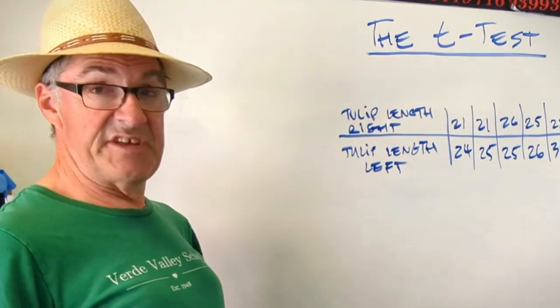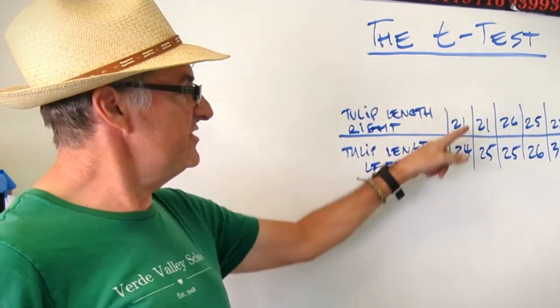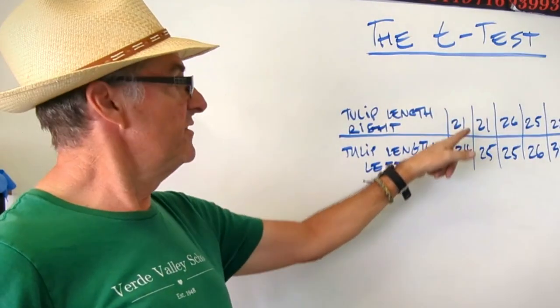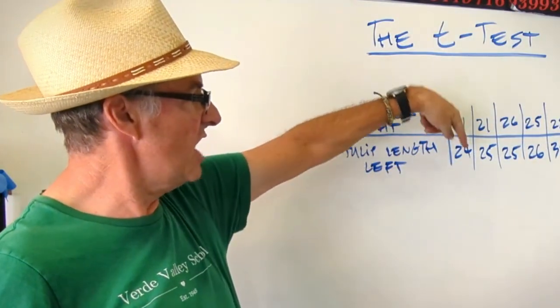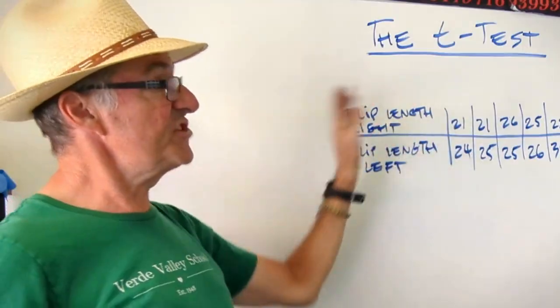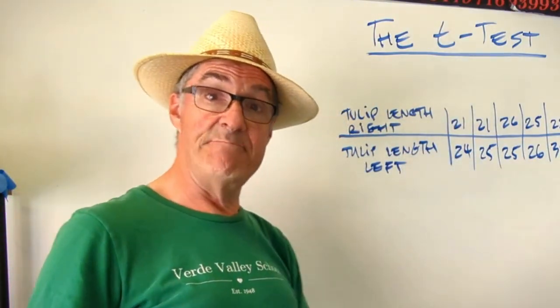So now check this out. One thing before we get started. These are not data points. These don't correspond to each other. There's not a point 21, 24. It's just a list of all the measurements I made.